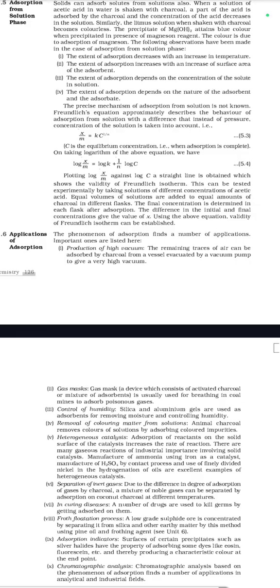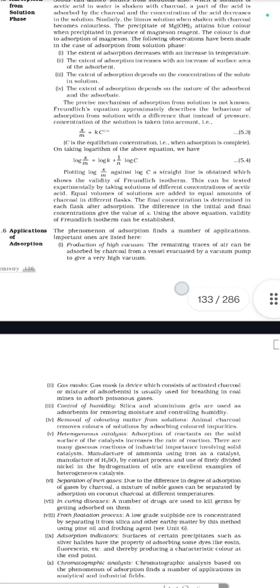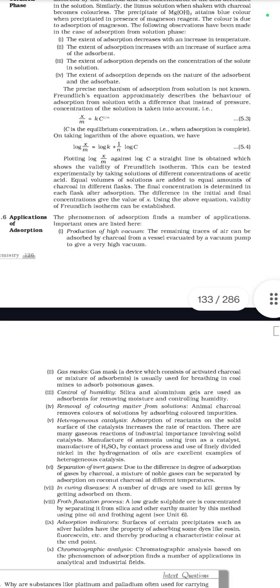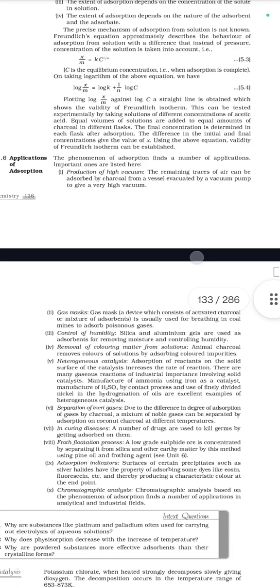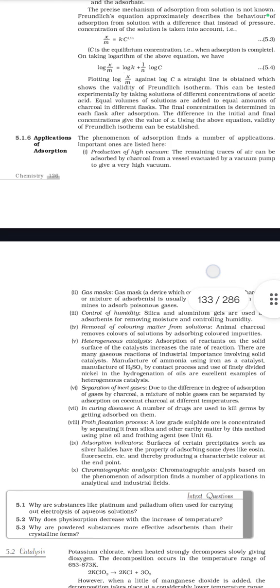This can be tested experimentally by taking solutions of different concentrations of acetic acid. Equal volumes of solution are added to equal amounts of charcoal in different flasks. The final concentration is determined in each flask after adsorption. The difference in the initial and final concentration gives the value of x. Using the above equation, the validity of Freundlich isotherm can be established.